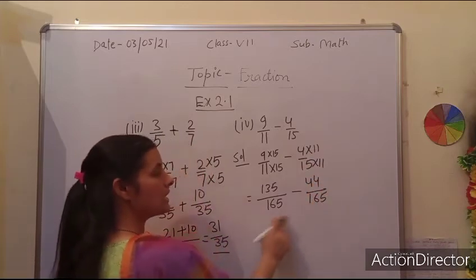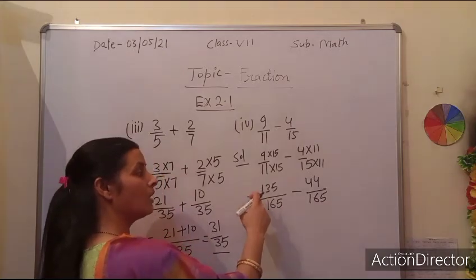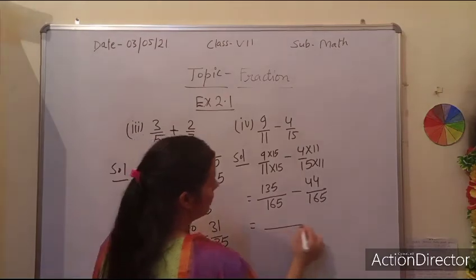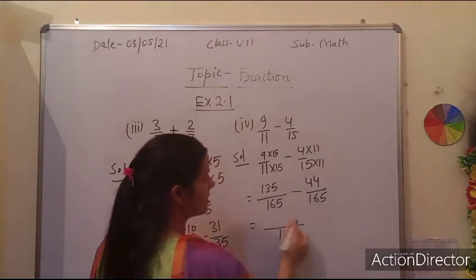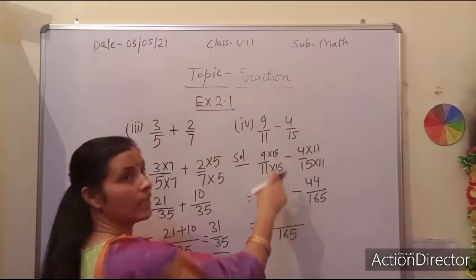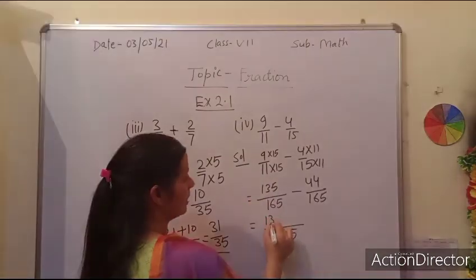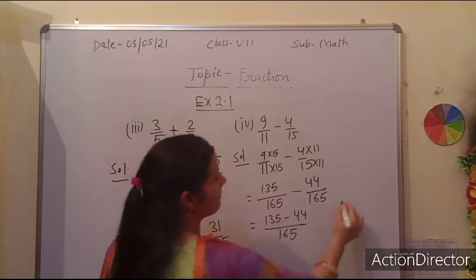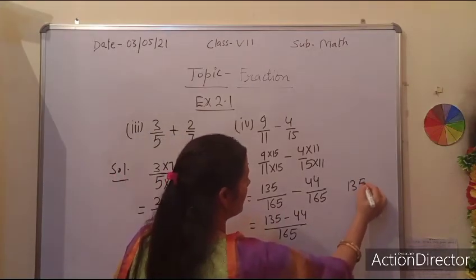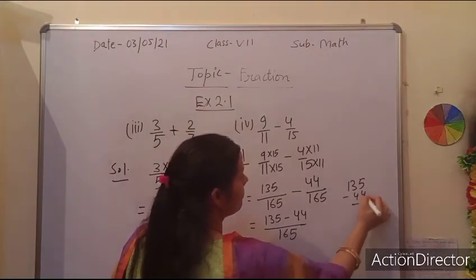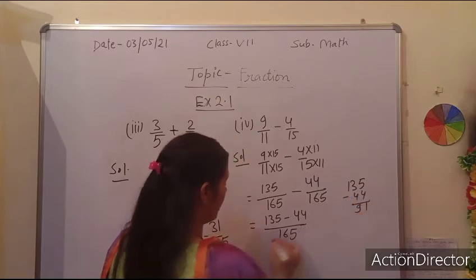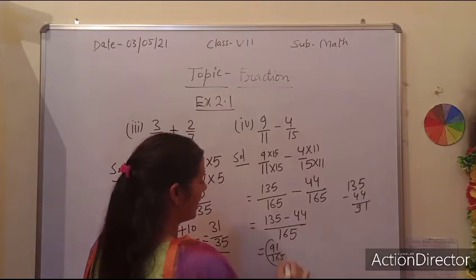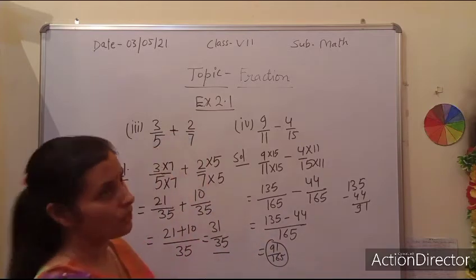Now the denominator is the same, so we can subtract the numerators easily. We write 165 once because it is the LCM of both numbers. We subtract 44 from 135. Now you can find the subtraction here: 135 minus 44 is 91. So your answer will be 91 upon 165. Understood? Let's move forward to the next question.